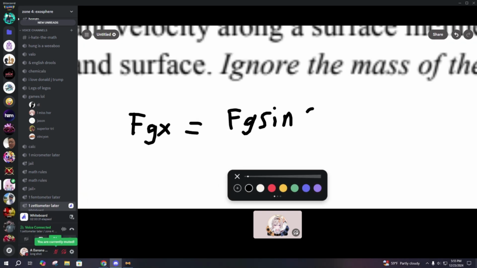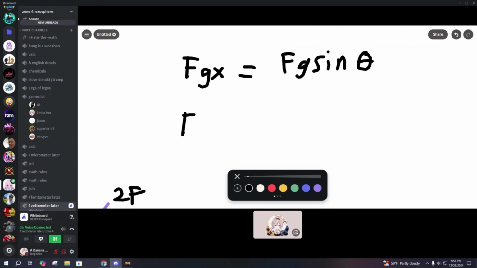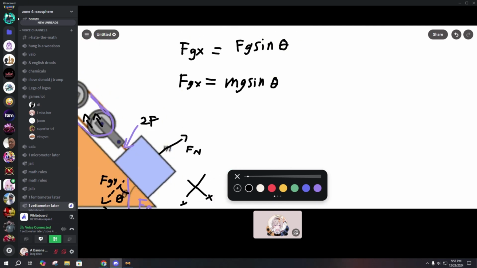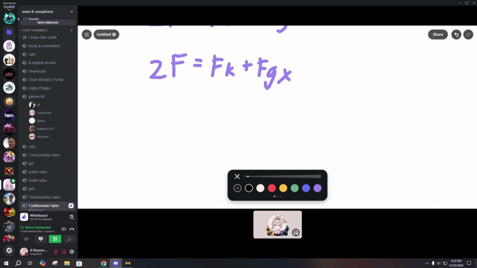But what is FG equal to? mg, right? So I'm going to rewrite that. FGX is equal to mg sine theta. I'm going to rewrite it like that because they give you little m, so I want to respect the diagram. So mg sine theta is FGX. So I'm just going to put mg sine theta down there.